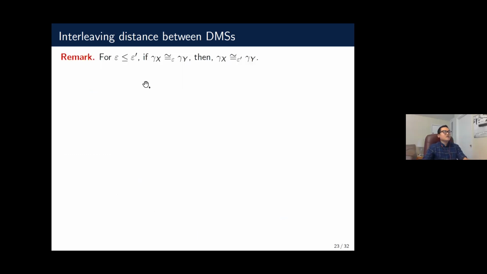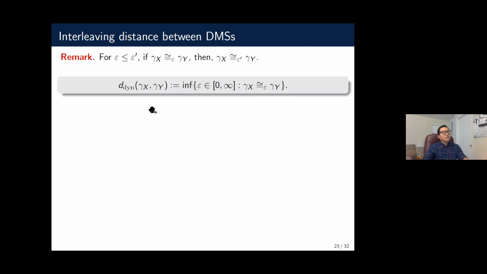Then one remark is that if epsilon prime is larger than epsilon, and if gamma x and gamma y are epsilon interleaved, then gamma x and gamma y are epsilon prime interleaved as well. Therefore, defining our interleaving distance as the infimum of epsilon for which gamma x and gamma y are epsilon interleaved is natural.